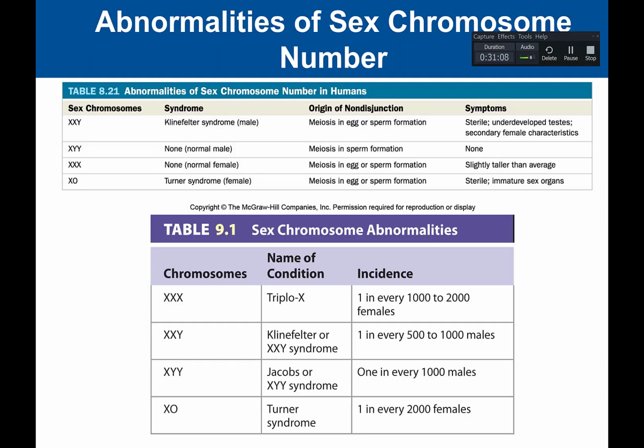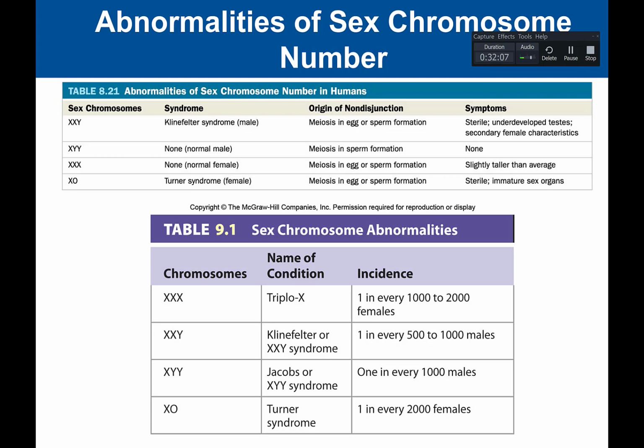So this is just showing you some different abnormalities in terms of sex chromosome number. If we look at XXY, that is a trisomy, and that is going to be male because the presence of a Y is male. That is going to give something called Klinefelter syndrome. Typically, males with this are sterile, have underdeveloped testes, and may have secondary female characteristics like breasts, for example. The nondisjunction can happen in the egg or the sperm, so the extra X could be from either parent. The incidence of Klinefelter syndrome is about 1 in every 500 to 1 in every 1,000. So it's not as rare as some of the others.